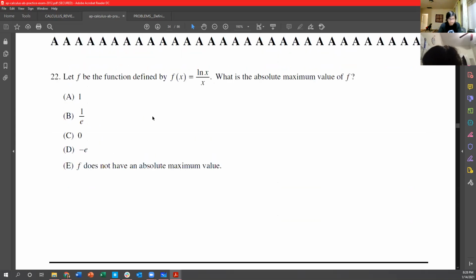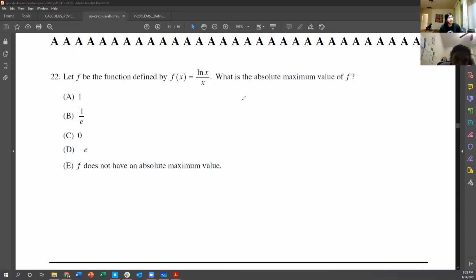Okay, now 22. Let f be this function. What's the absolute maximum value of f? Okay, so let's just do the derivative first. f prime x equals what? Let's do the quotient rule, right? Or we can do the product rule. Isn't that easier? You want to do the product rule? Sure, of course.